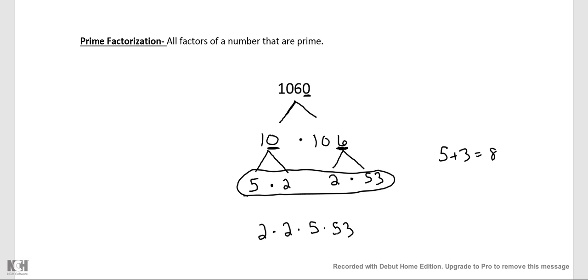I wrote it in ascending order, but you could write it in any order, if you just wanted to write it 5 times 2 times 2 times 53. The software would accept that as a valid answer.